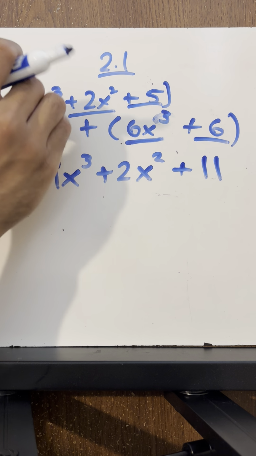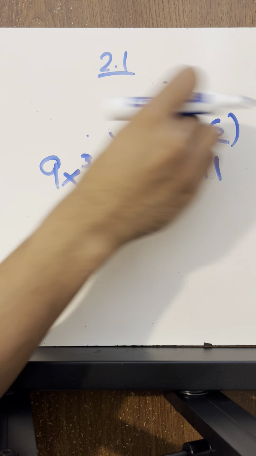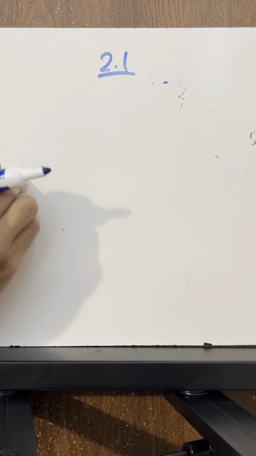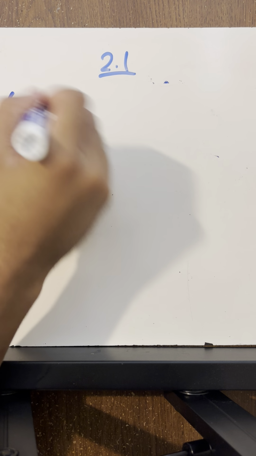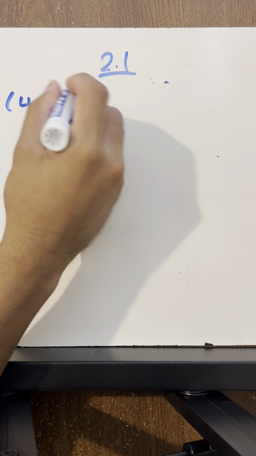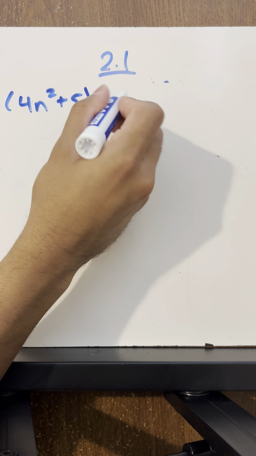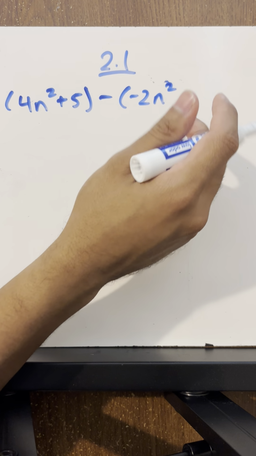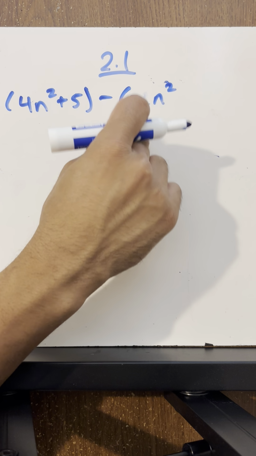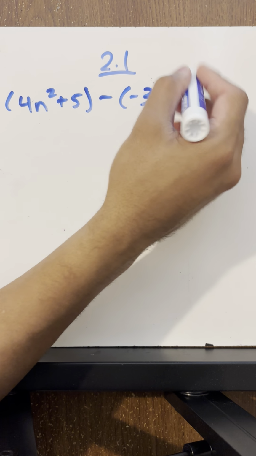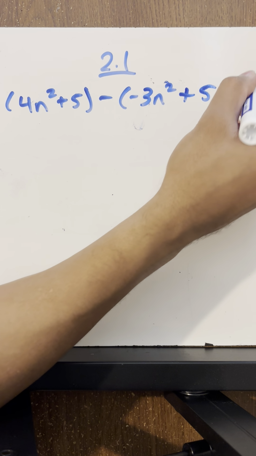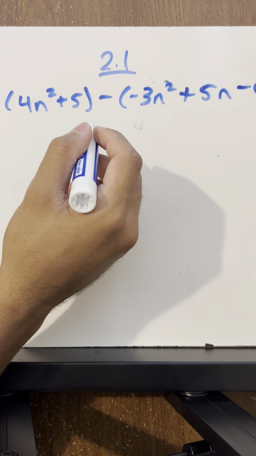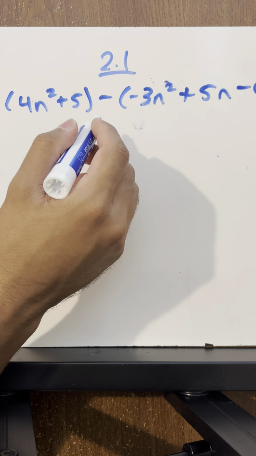Now let's take a look at subtracting. Okay, what does it look like when we subtract? Okay, so for example, let's say that we had something like 4n squared plus 5 minus negative 2n squared, and I will just make this a 3 instead, plus 5n minus 6. Okay.